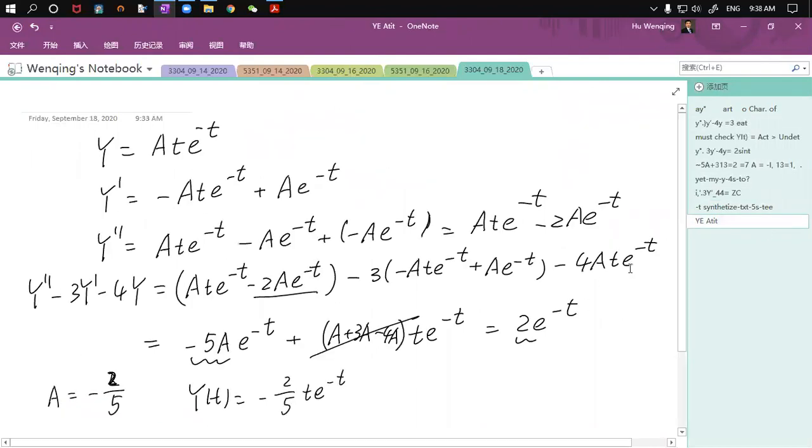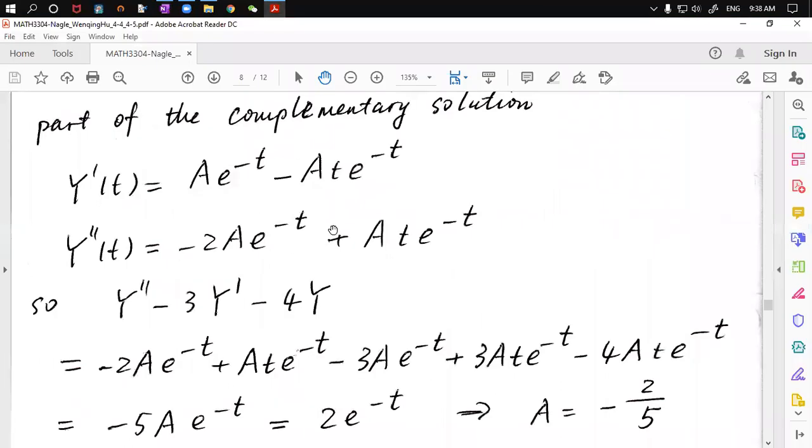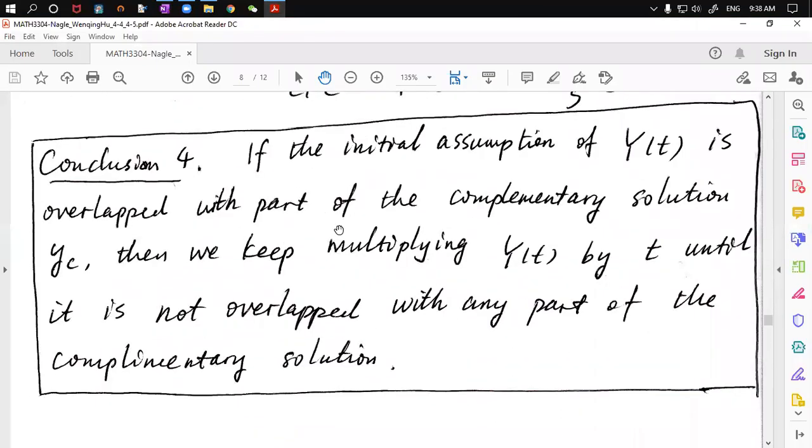This very general principle is going to be stated as follows. If the initial assumption of capital Y of t overlaps with part of the complementary solution small y, then we keep multiplying the initial guess of your solution by t until it is not overlapped with any part of the complementary solution. This is how you deal with this business.